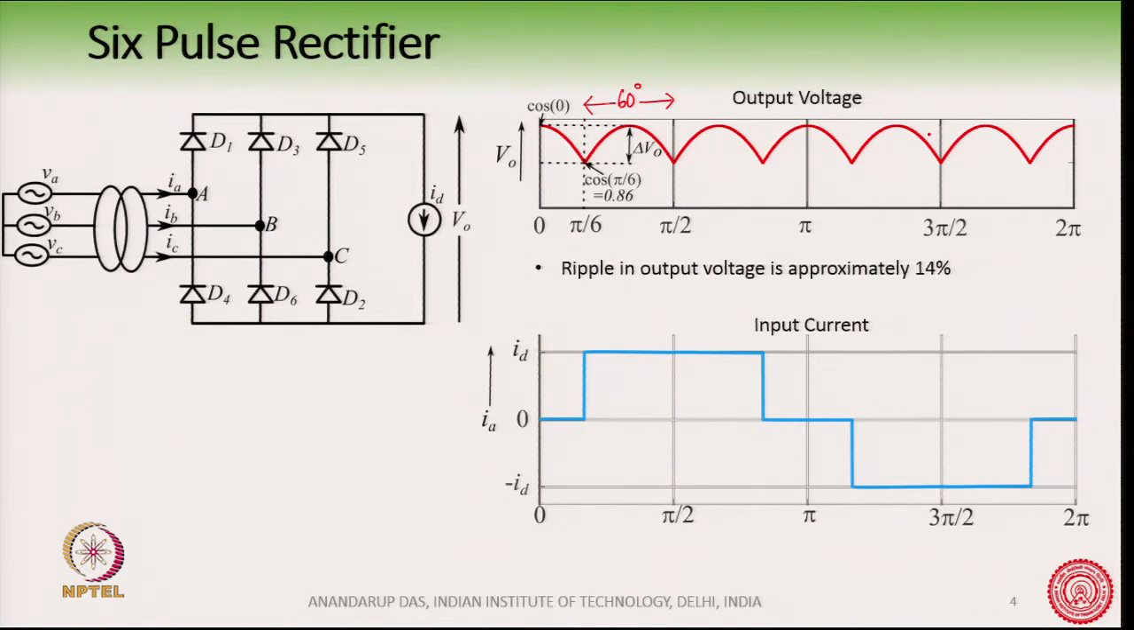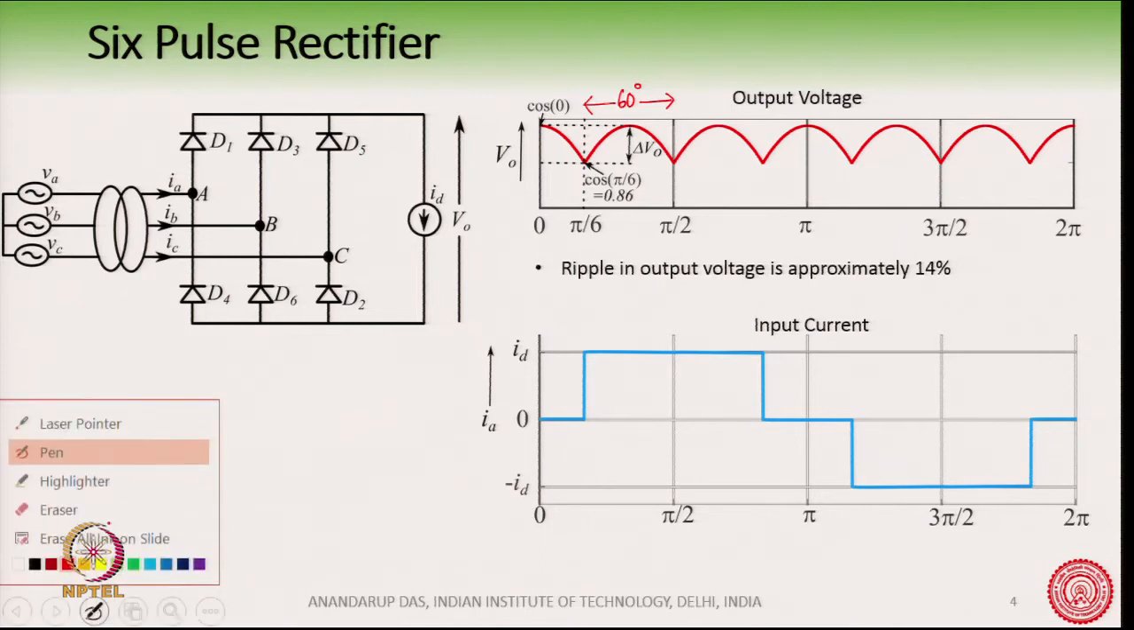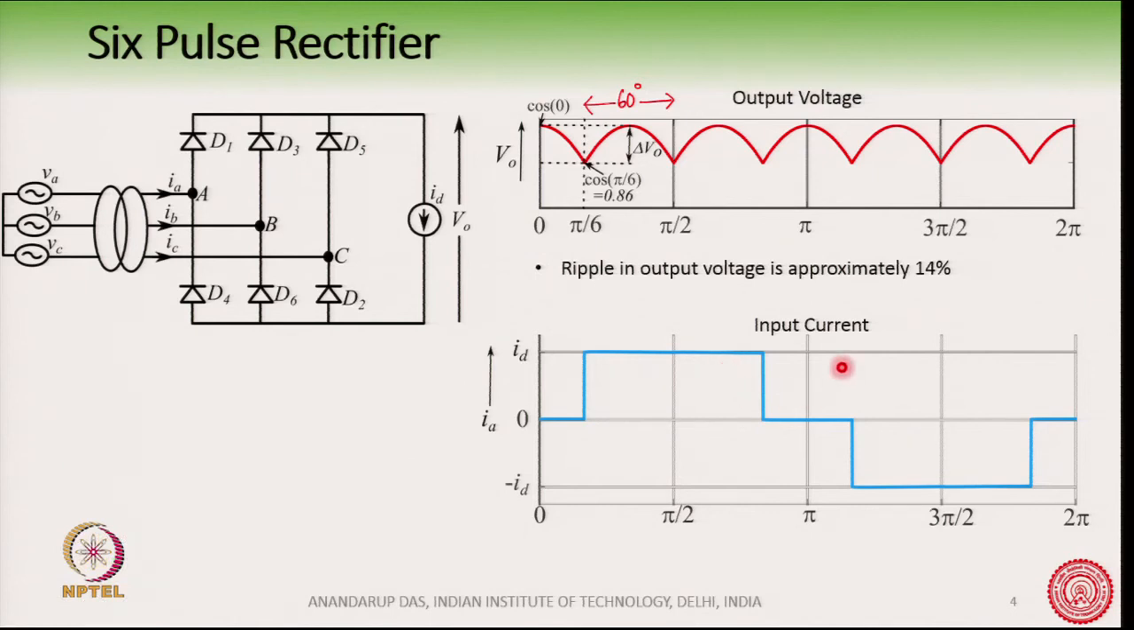Now, what is the input current waveform? If you take any phase, suppose you take I A, the input current waveform typically looks like this. This is a quasi square wave waveform, where for some time this is 0 and sometimes this is equal to the load current magnitude when the diodes are conducting. So, when D1 is conducting, this is a positive value, when D4 is conducting, it is a negative value. This blue waveform here is how the input current looks like.